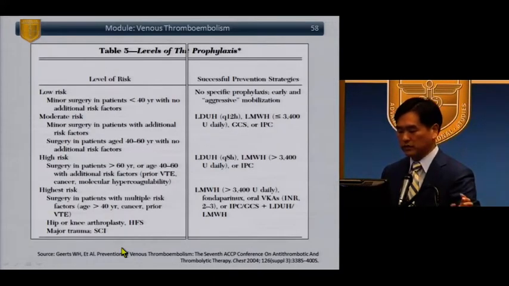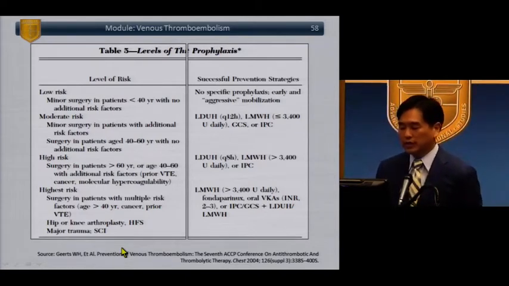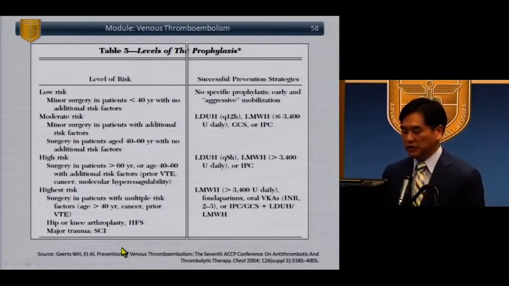All right, we cut up the risk a little bit, and here's where, low risk, you just walk them, right? That's the treatment. If they're moderate risk, then you're going low dose unfractionated heparin or low molecular weight heparin. GCS is graded compression stockings, or IPC is intermittent pneumatic compression, right? In our hospital, they used to be called SCDs, and now the machine changed. They call them ALPs, but we still call them SCDs anyways.